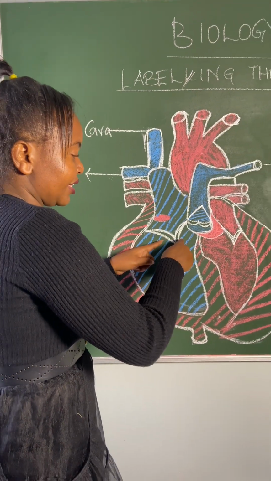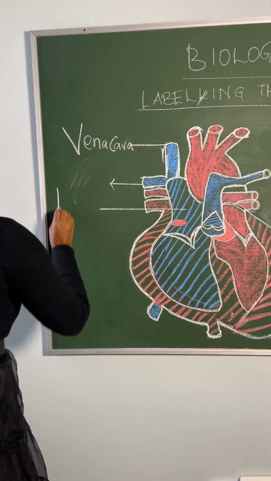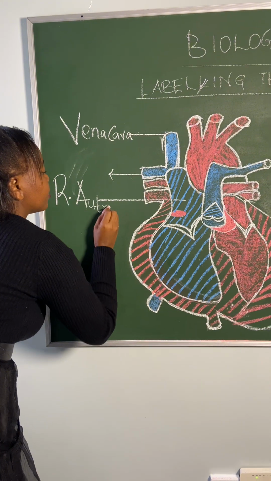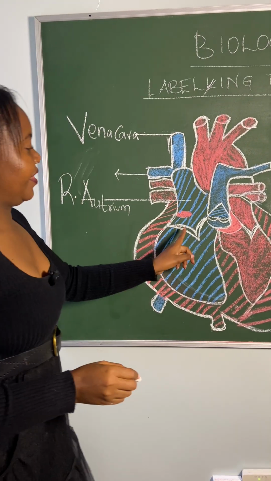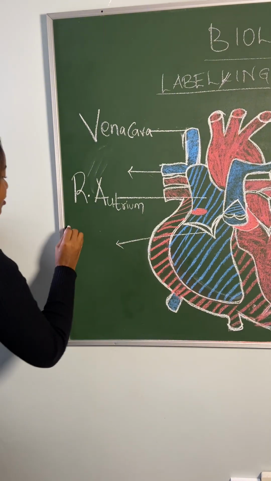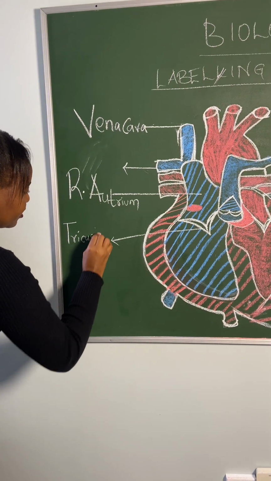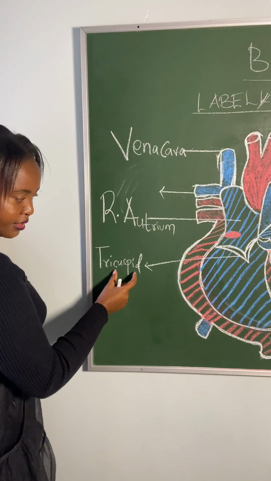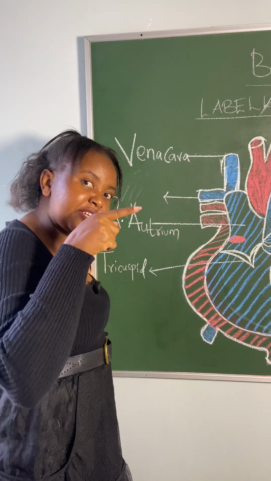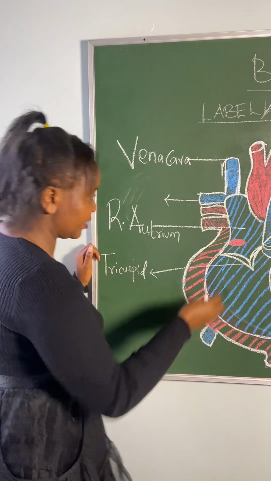So when this valve opens, this valve is called, so okay, let's label, this is called the right atrium, okay? And then this valve is called tricuspid valve. So cuspid means point, tri means three. So it's a three-pointed valve. 1, 2, 3. Tricuspid valve.